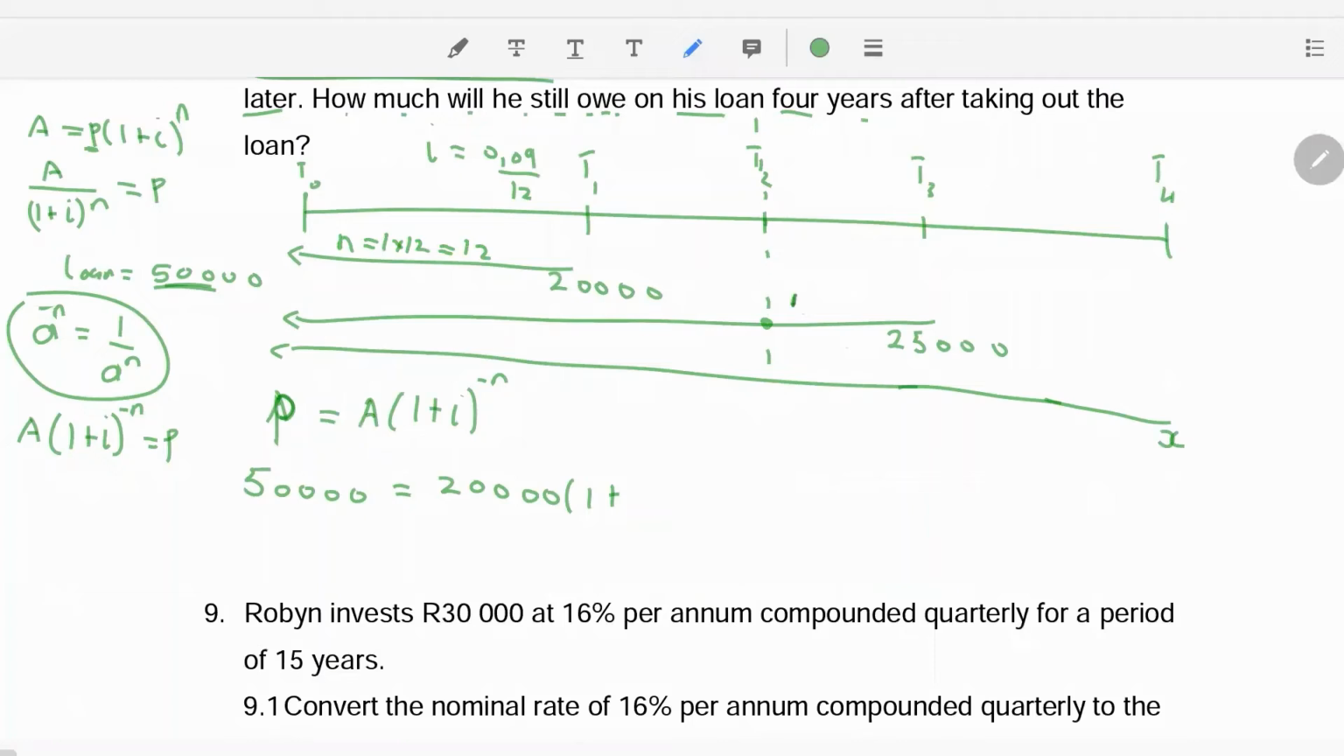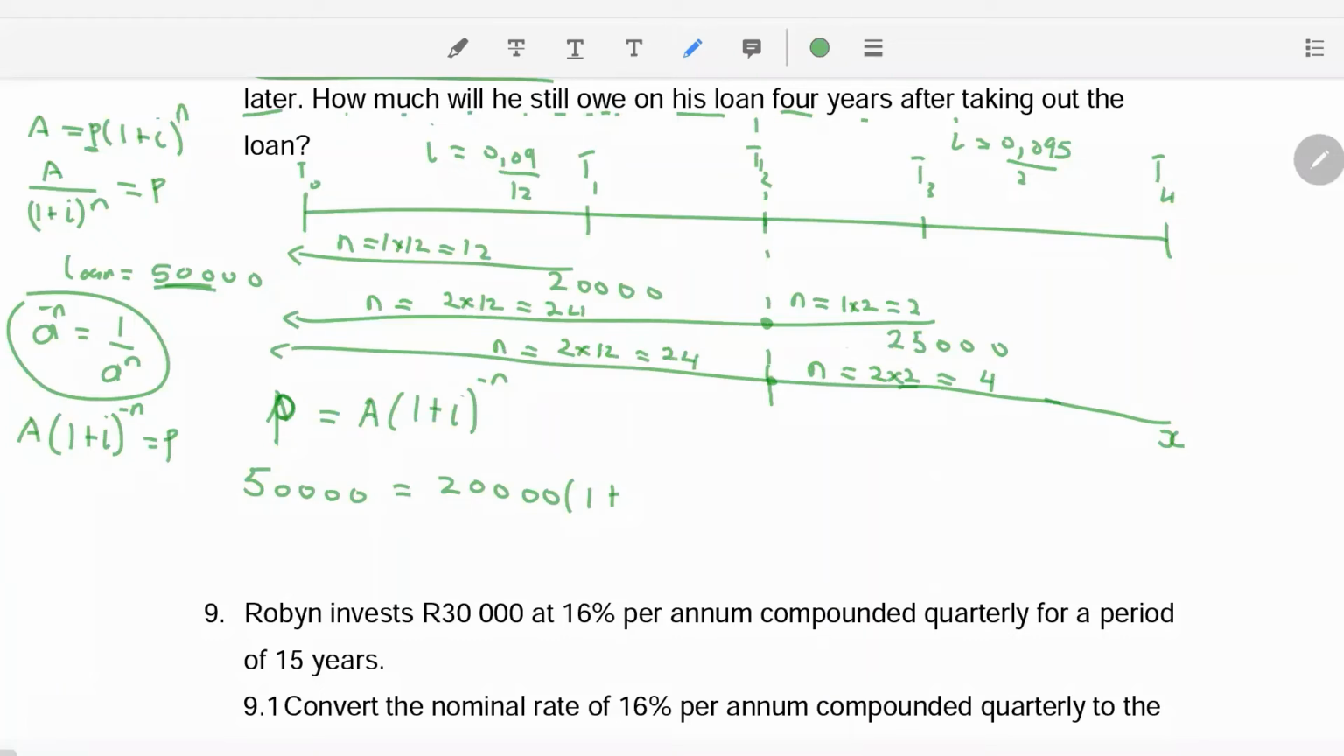And then this is going to be i equals 9.5% compounded half yearly. So this is 1 year times 2, which is 2. And this will be n equals 2 years times 12, which is 24. Then for the X amount, it's going to be n equals 2 years times 2, which is 4 half years. And this will be n equals 2 years times 12, which is 24.